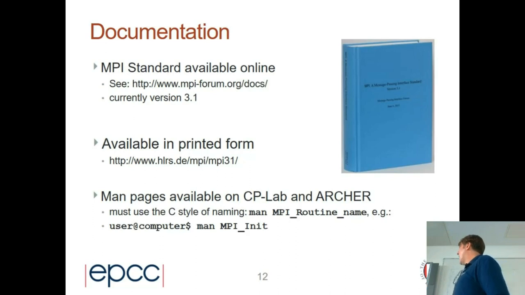The MPI standard is available online at this place. It's currently version 3.1. This is version 3.0, gone from green to blue. You can get a printed version; these guys will sell you a printed version. Luckily, the man pages are available. If you type man and the MPI routine name, you will get information on that routine. So on Archer, you can do man MPI_Init. You have to use the C spelling here, capital letter, small letters, even if you're a Fortran programmer. But they are available, or you can just Google it. There are some very decent man pages online. As I said, it is something of a large book.